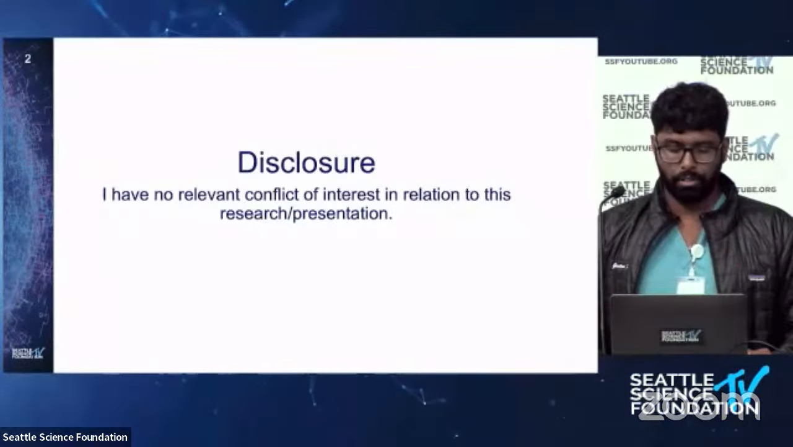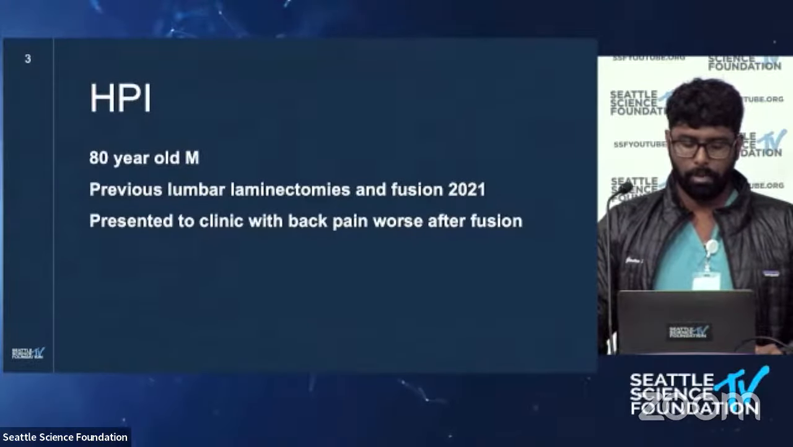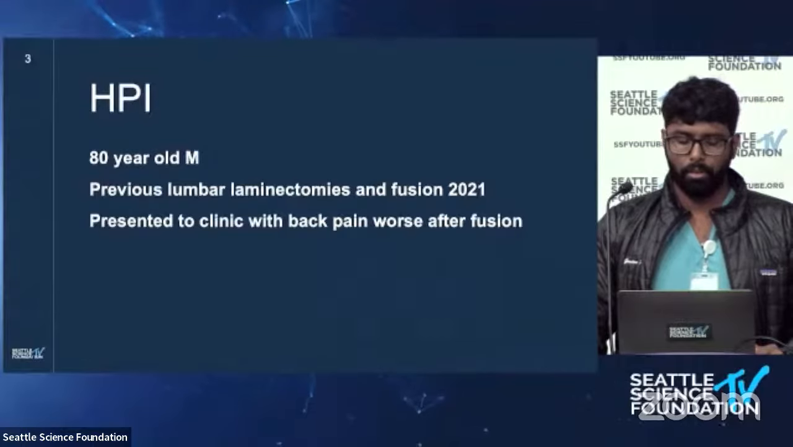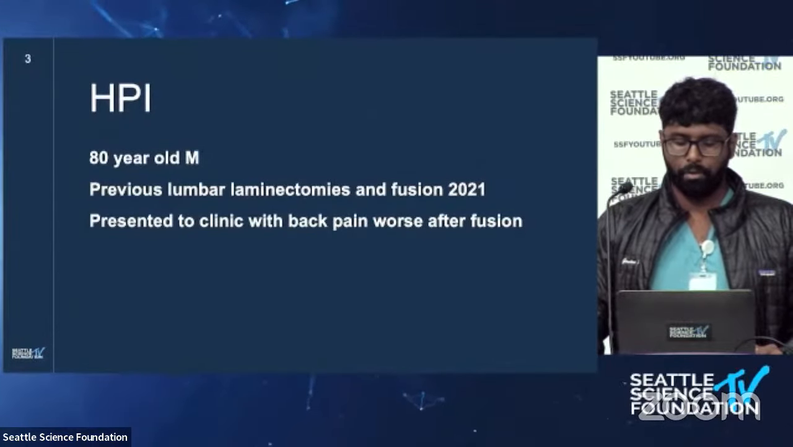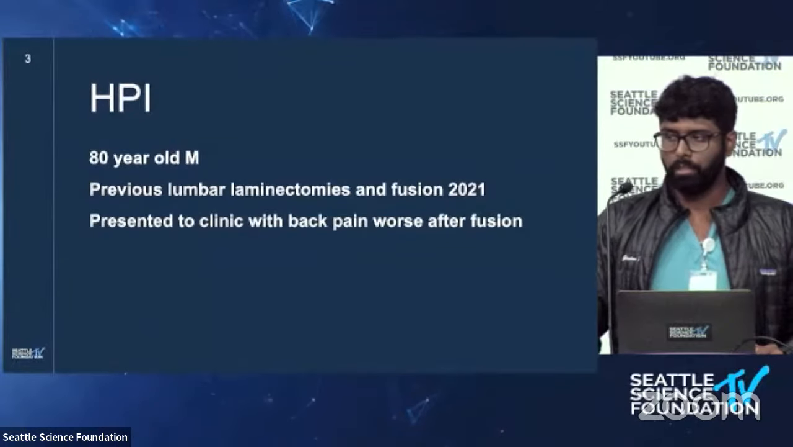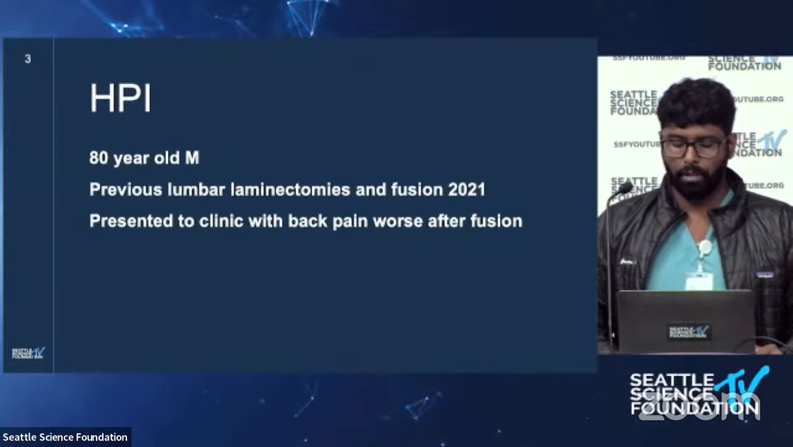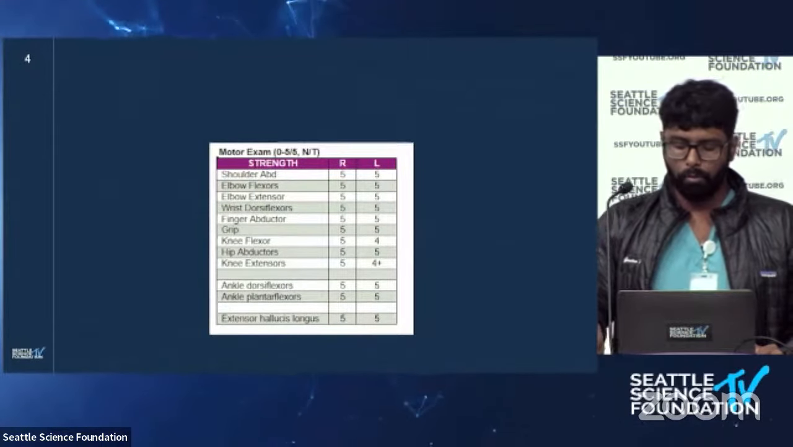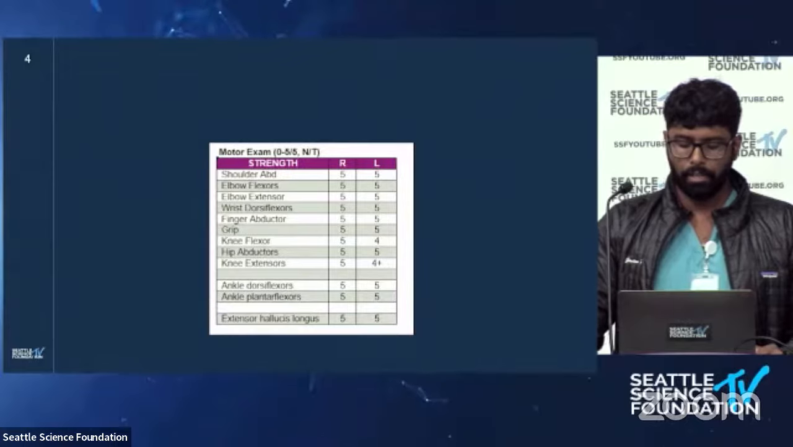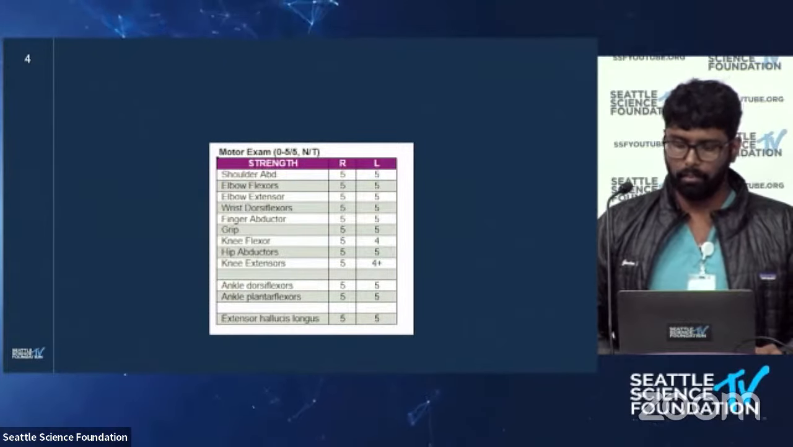No disclosures. The patient is an 80-year-old male, with previous lumbar laminectomies and fusion back in 2021. He presented to clinic initially with a lot of back pain, worse after the fusion, and then presented to the ED for worsening pain and paresthesias. Initially, before all this, he just had some weakness in his knee extensors on the left side.